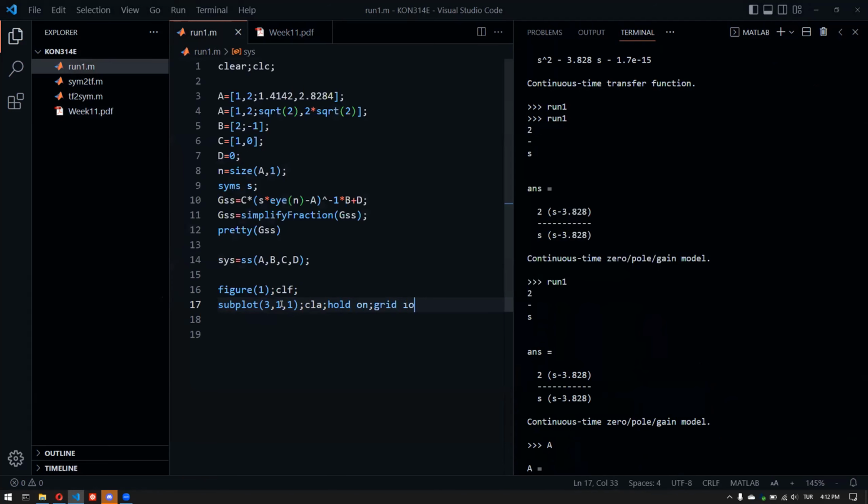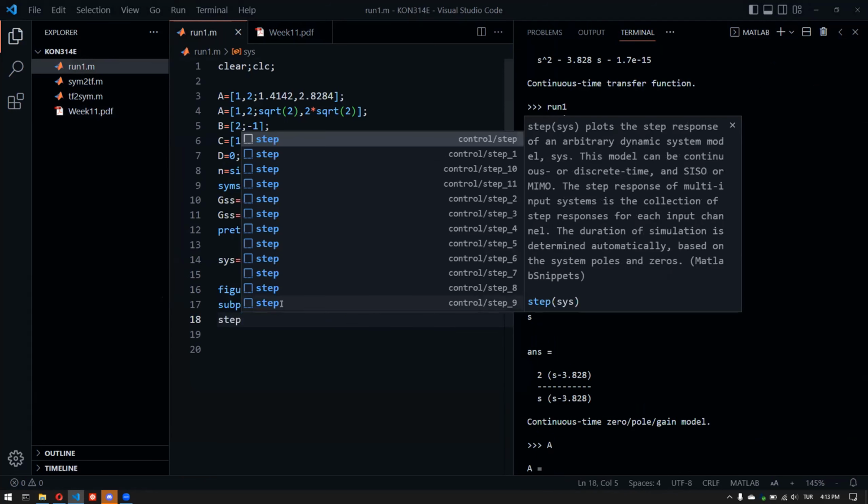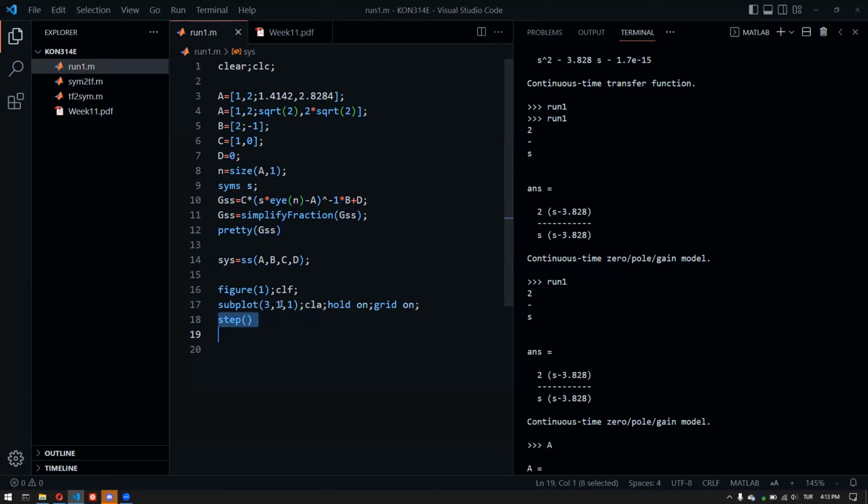Hold on, grid on. The nice thing about SS here, about line 14, is that we can use the step function here and just calculate whatever we want. So I'm going to do something interesting in order to simulate state space models. I want to acquire the states here, the internals of the system, and I want to apply step to it. So let's have A, B, C, and D.